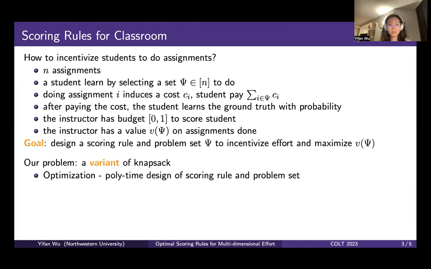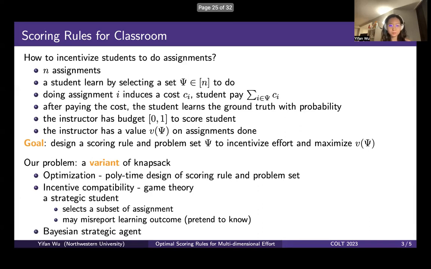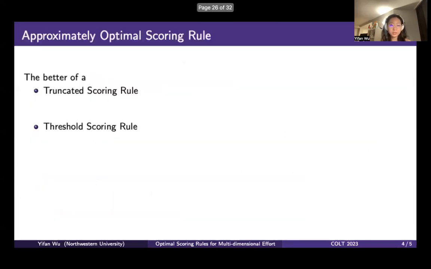So you can see this is a variant of the knapsack problem, which is a classic algorithm design problem and has good approximation guarantees. So our problem is an optimization problem, where we want to design a scoring rule in polynomial time, and also we want to design a problem set for the student. There is an issue of incentive compatibility, where a strategic student can select a subset of the assignments that are posted, and he may also misreport the learning outcome by guessing. And we assume the strategic agent is Bayesian.